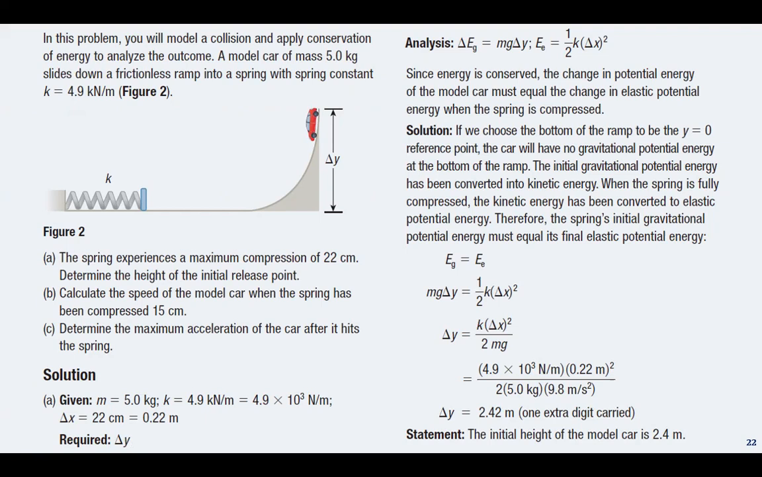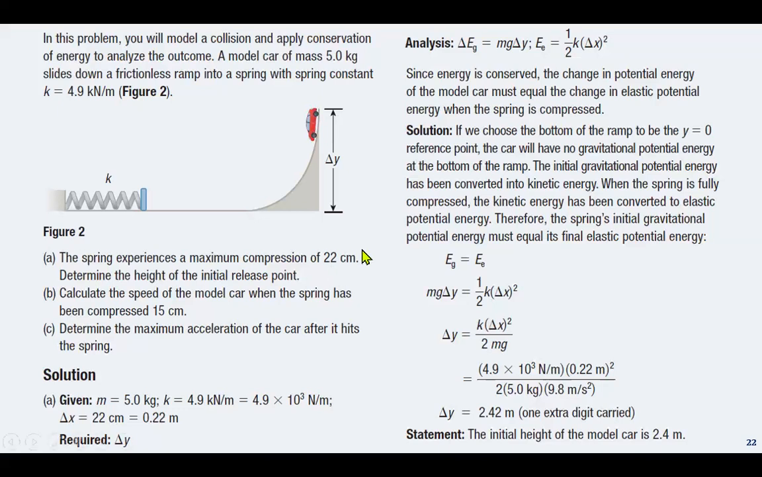That gives us mg delta y equals 1/2 times k times delta x squared. Therefore, delta y equals k times delta x squared over 2mg. We know all the values for these quantities, right? Delta y is approximately 2.42 meters. So the initial height of the model car is 2.4 meters, approximately.